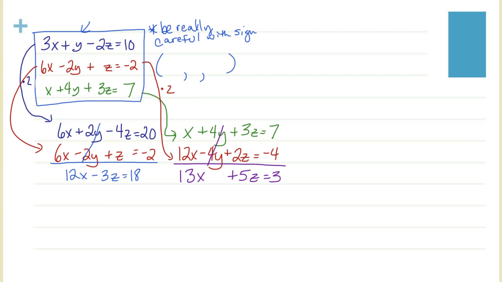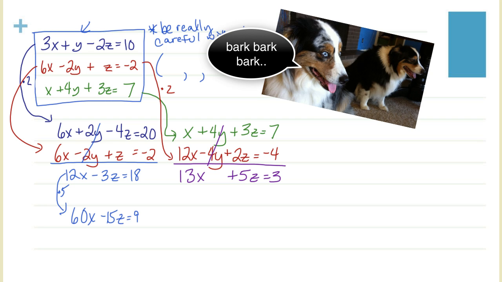If you have a favorite, or if you notice this one to be really easy to solve by substitution, go for it. As I'm looking at my new blue and purple equations, the x coefficients are fairly large and they're both positive, so I'm not going to try to get that to drop out. I'm going to get my z's to drop out. So I'm going to multiply this one by 5, and I'm going to get 60x minus 15z equals 90.